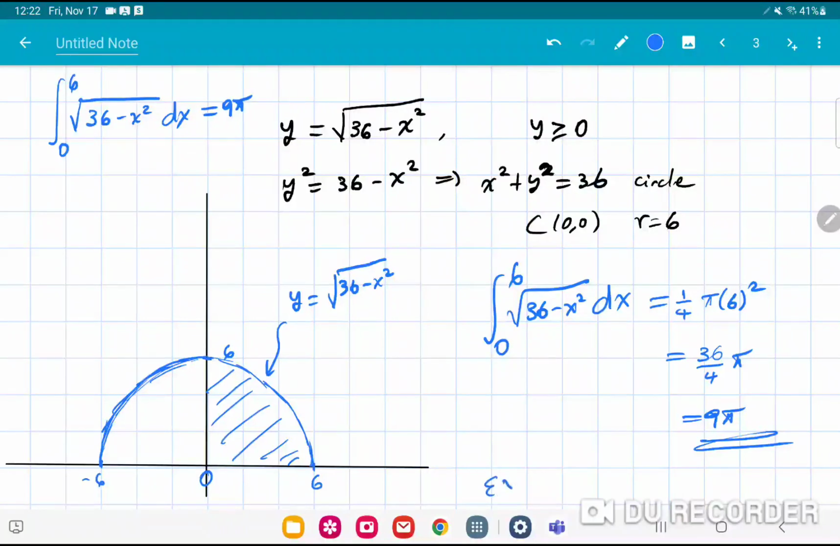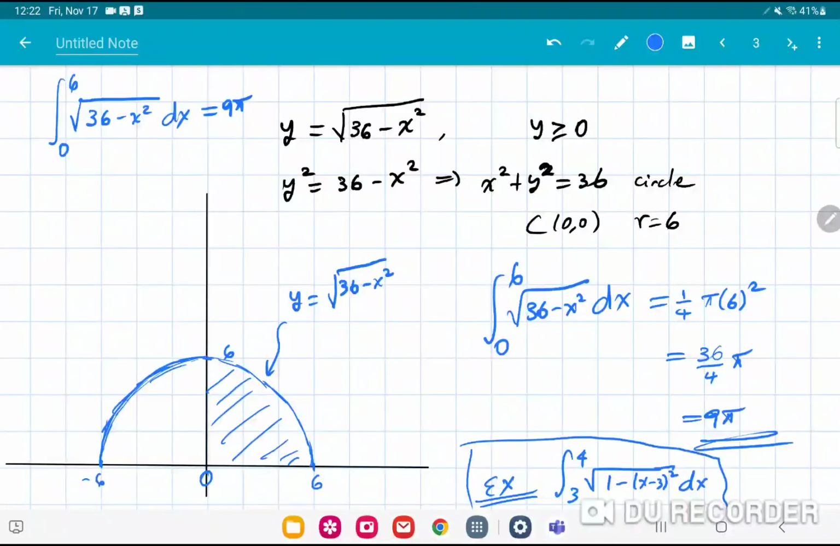I want to give you a little exercise here. Just do it on a piece of paper and bring it to class and show it to me. Compute the integral from 3 to 4 of square root of 1 minus x minus 3 squared dx. That's a little exercise that I want you to try at home before you come to class. It's similar to what we have here.